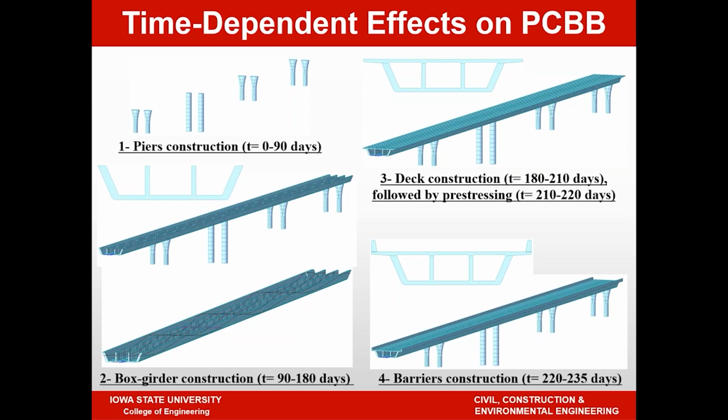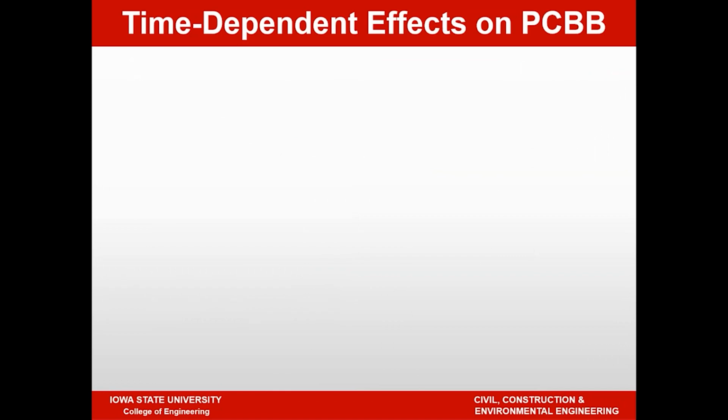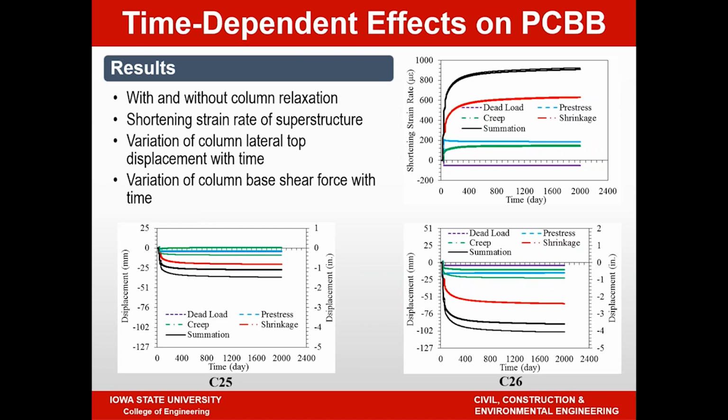At this point, the column has experienced lateral deformations and the corresponding forces have been introduced. The question is how much force was developed in each of the columns due to superstructure shortening. And if you look at what we have accomplished in this case, the results from the analysis clearly show that whether you account for relaxation in the column or not, obviously you're going to see noticeable differences in the results.